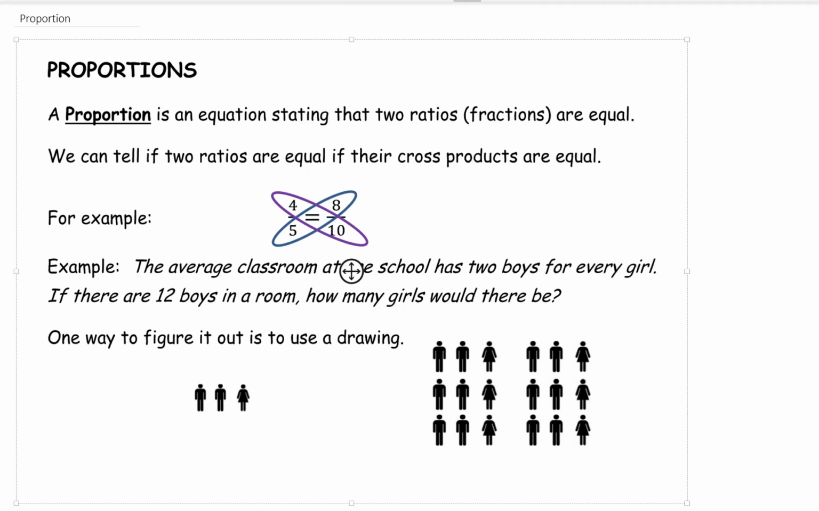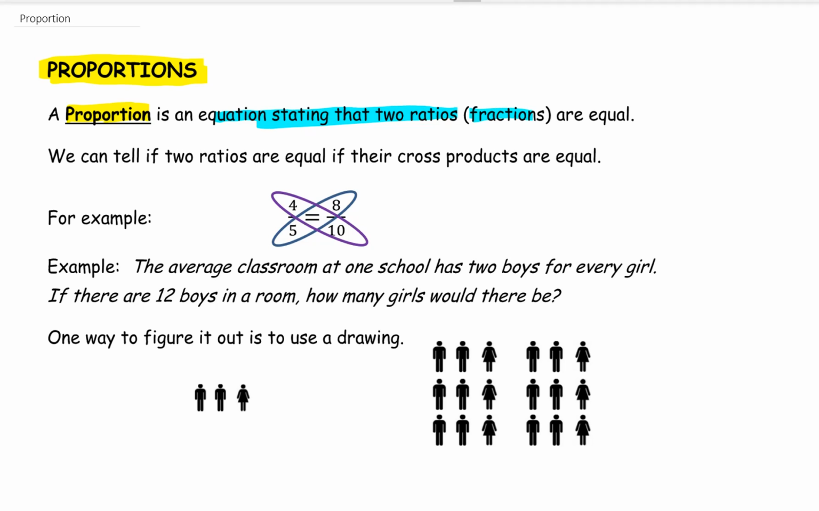So in this video, you'll be learning about proportions. So what is a proportion? A proportion is an equation stating that two ratios in fraction form are equal. So again, it talks about two ratios, that the two ratios are equal. So we can tell if two ratios are equal if their cross products are equal.